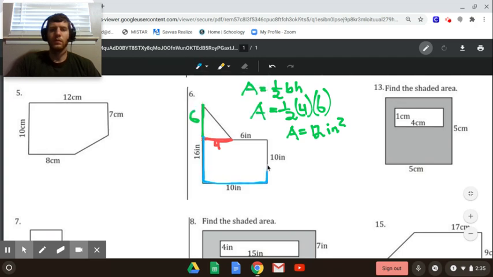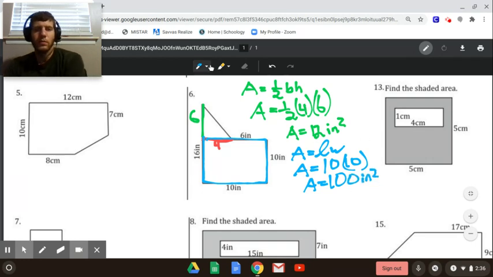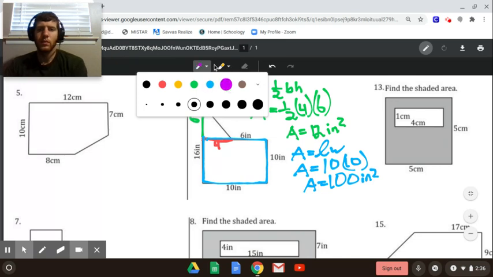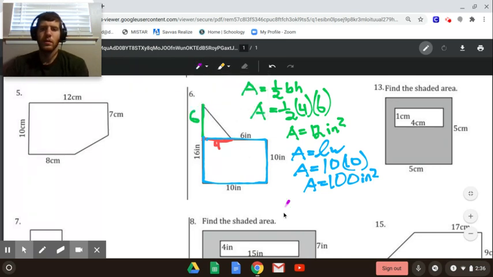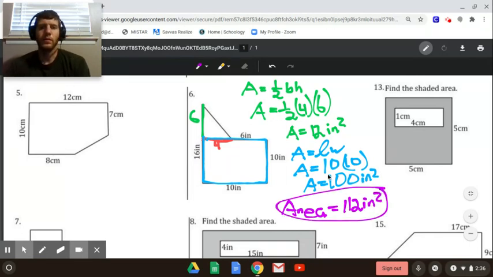So the area formula for a rectangle is length times width. So area is going to be length times width. So that's 10 by 10. A rectangle is 10 by 10, which is 100 inches squared. 10 inches by 10 inches gives us 100 inches squared. And then total area, we just add them together. So we're just going to add 100 plus 12. So that's going to get us a total area of 112 inches squared. 112 inches squared.